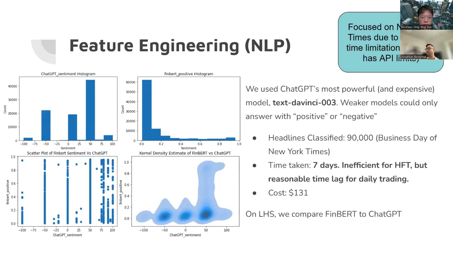So here you can see ChatGPT versus FinBERT. We use ChatGPT's most powerful model, text-davinci-003, and this is using GPT-3.5, because weaker models can only answer positive or negative, but this can give some magnitude. You can see on the left-hand side, ChatGPT tends to give positive sentiment scores, with a real peak at 50 sentiment, while FinBERT actually tends to classify it as neutral. The FinBERT histogram shows positive, where 1 means highly positive and 0 means either neutral or negative. You can see FinBERT tends to classify it as neutral or negative.